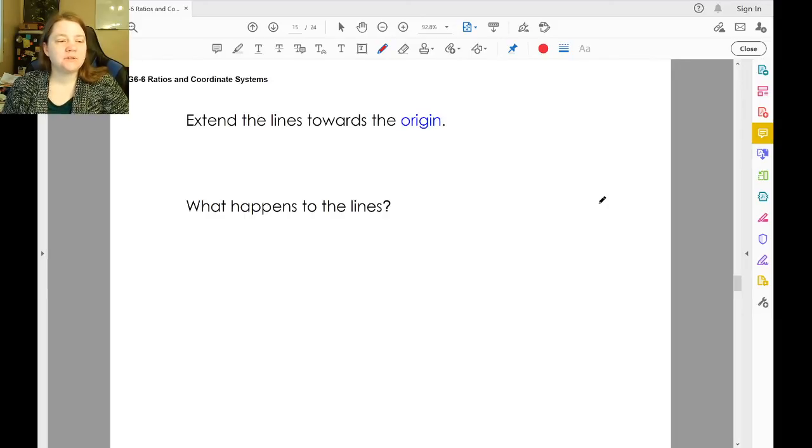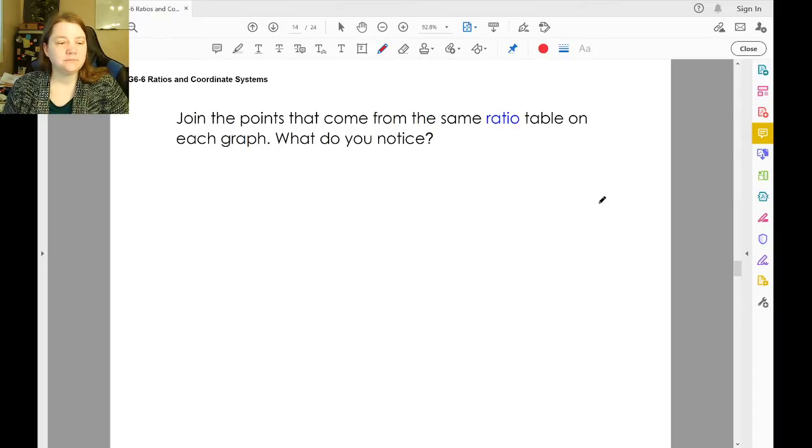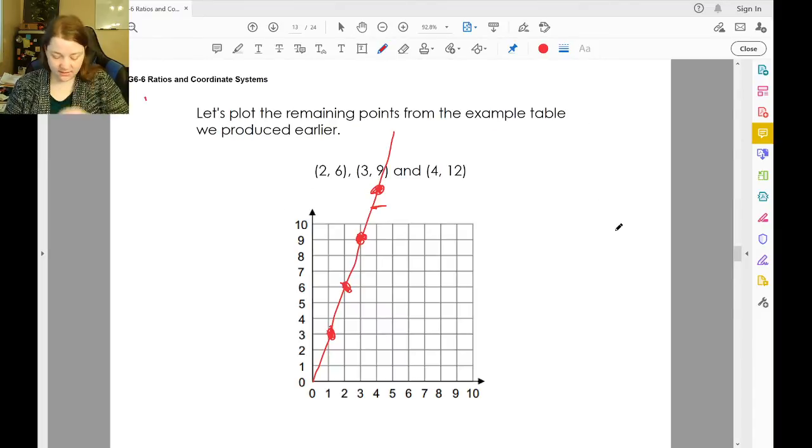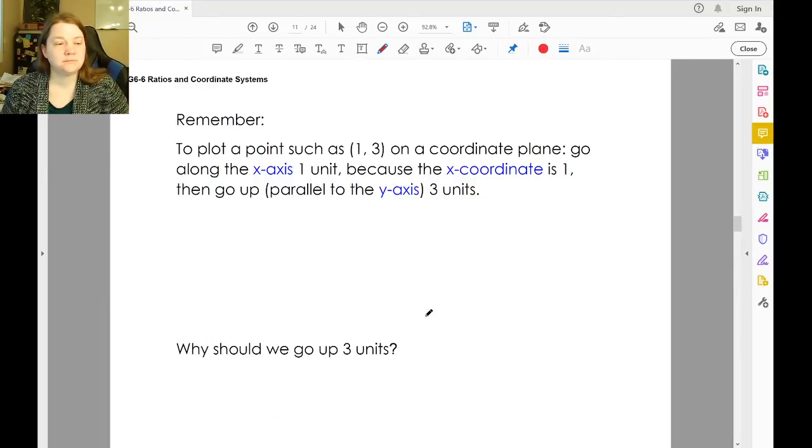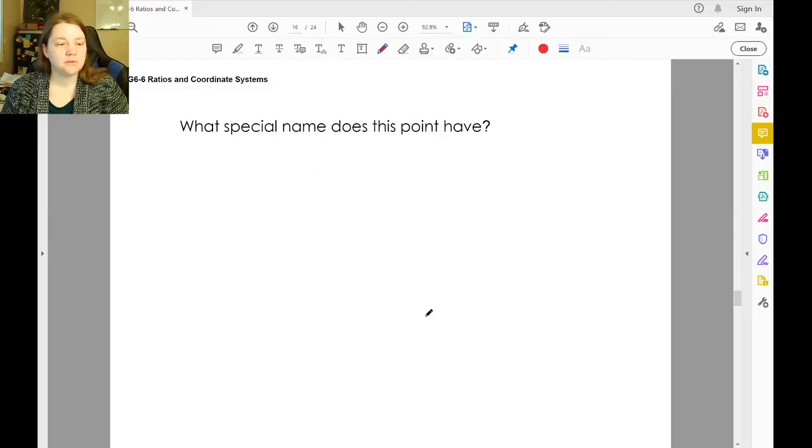So when we extend the line towards the origin, we see that it does reach (0, 0), which also helps us understand what's going on here and that it is a ratio.